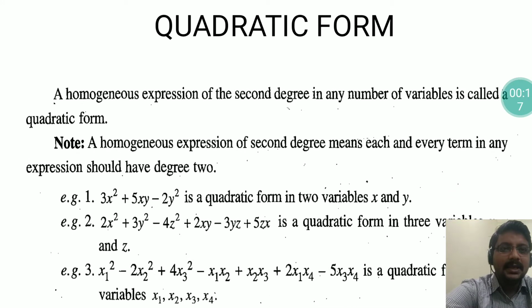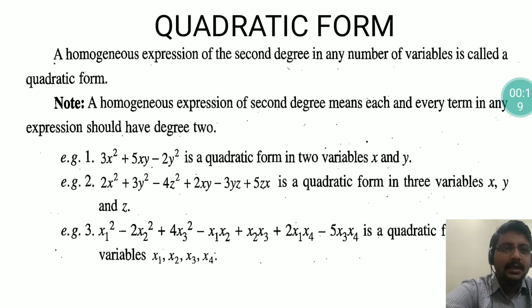A homogeneous expression of the second degree in any number of variables is called a quadratic form. Any number of variables means 2 variables, 3 variables or 4 variables. Any number of variables can be used. Such a form is known as a quadratic form.